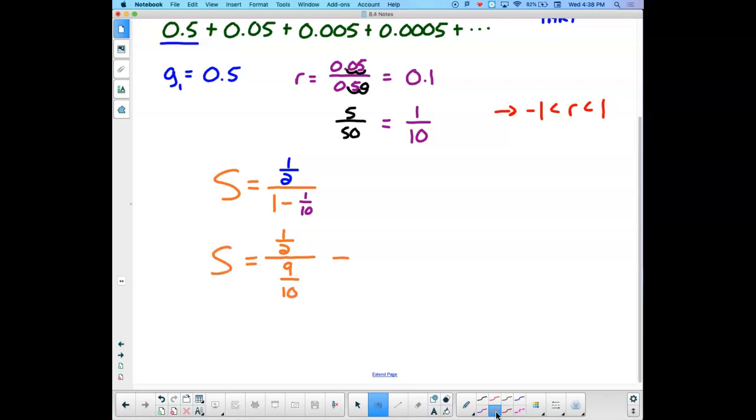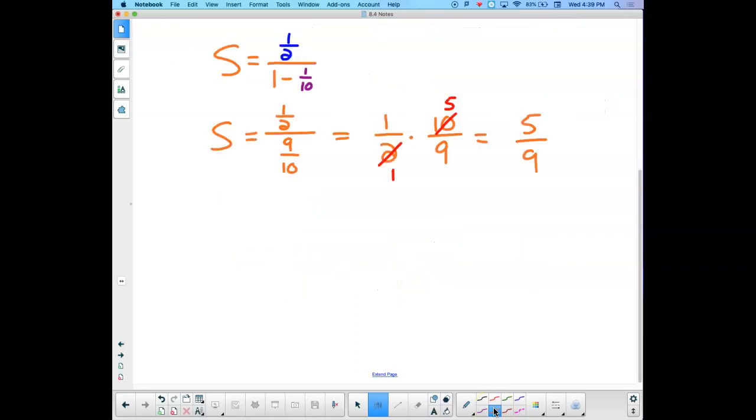So if I wanted to divide by fractions, I'm going to multiply by reciprocals. So then that becomes 1/2 times 10/9. 2 goes into 10 5 times. So the sum of this infinite geometric series is 5/9, so that means then that 0.5 repeating is equal to, in fraction form, 5/9.